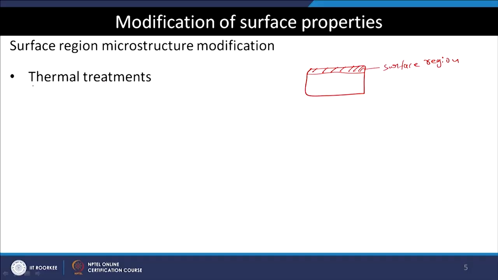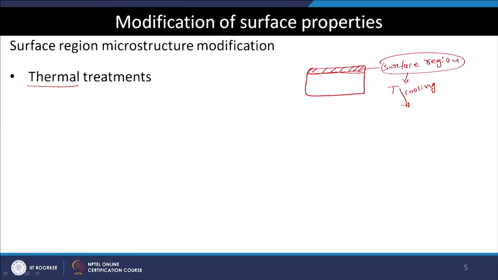Where we apply only thermal treatments or heat treatment, we should have a technique by which we can change only the temperature of the surface region. For example, only this region we want to bring to a different temperature and then cool it down. So, we want to change the property. You all know about phase transformations. If not, then I would say that becomes a basic requirement to follow these kinds of courses.